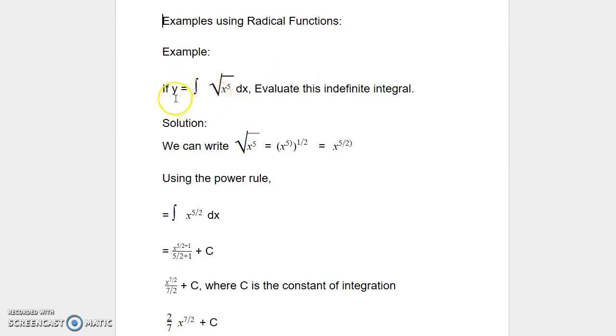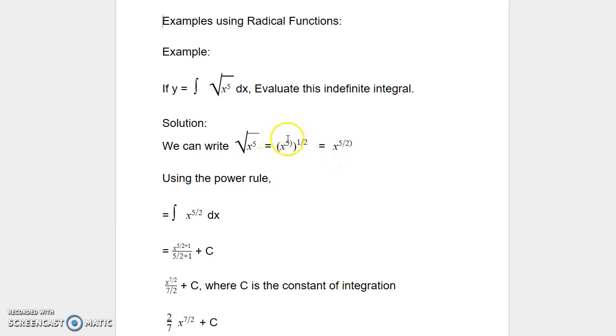If we have a function like this, y equals the integral of the square root of x to the power of 5 dx, we want to evaluate this indefinite integral. To solve this, we want to know some basic things. We know that the square root of x to the power of 5 can be written as x to the power of 5, the whole thing raised to the power of half. We can express a radical in terms of exponents as shown here.